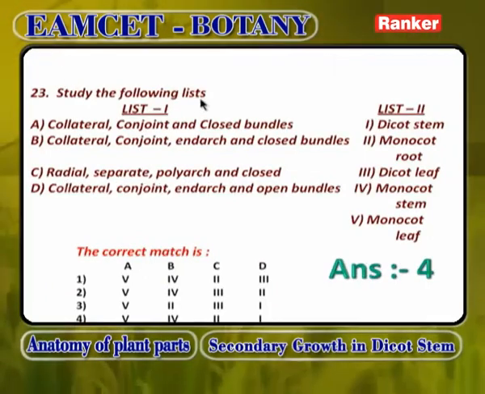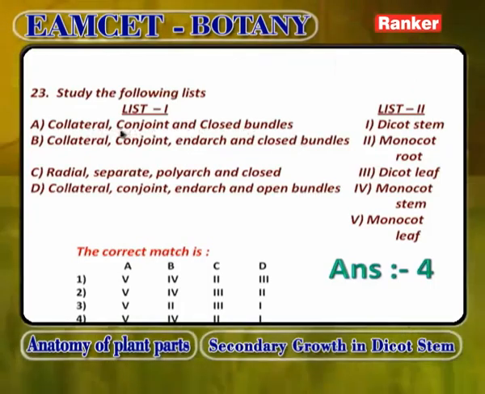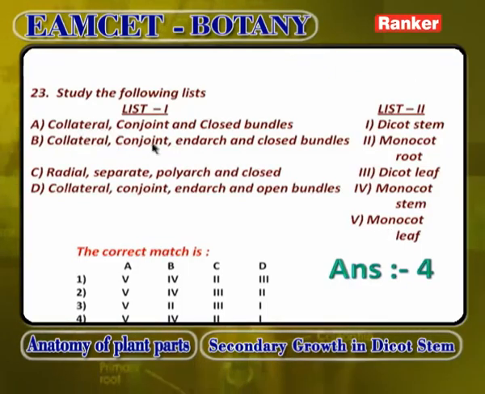So, study the following table and identify the correct match. Collateral conjoint closed vascular bundles, collateral conjoint endarch closed vascular bundles, radial separate polyarch vascular bundles, and collateral conjoint endarch and open vascular bundles. For this, the answer is A5. Collateral conjoint closed vascular bundles are found in monocot leaf. B4. Collateral conjoint endarch closed vascular bundles are found in monocot stem. Radial separate polyarch vascular bundles are found in monocot root. So, second option.